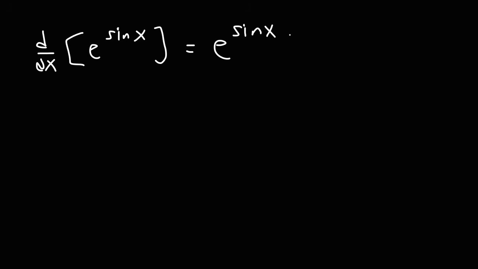Now let's do one more. Let's say we want to find the derivative of e to the sine x. This is going to be e raised to the sine x times the derivative of sine x, which is cosine x. So that's how you could differentiate an exponential function with a base e. Now what if the base is not e?